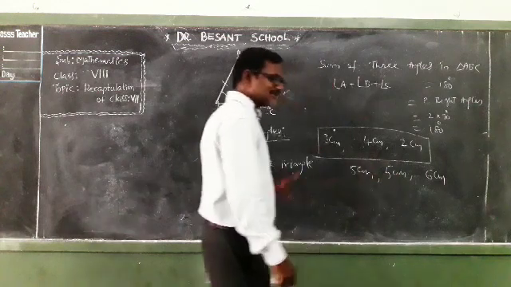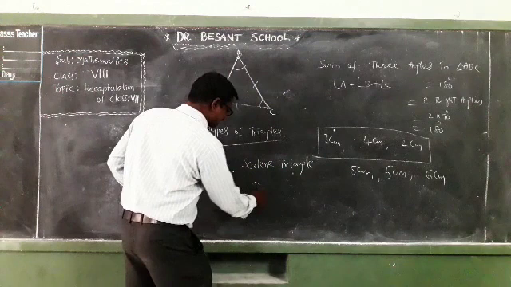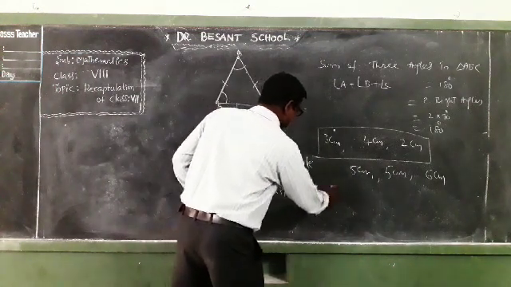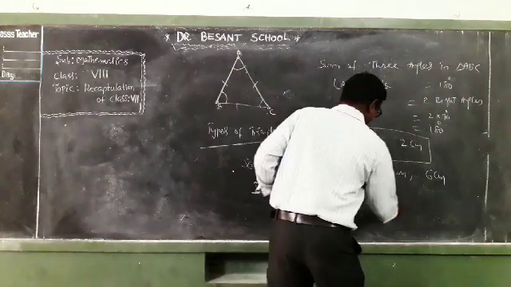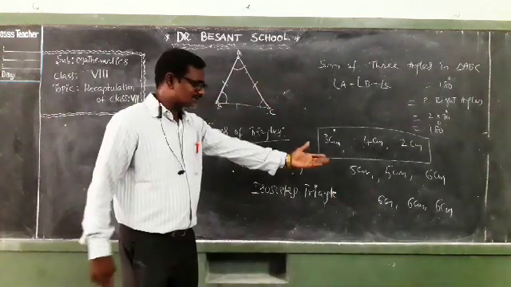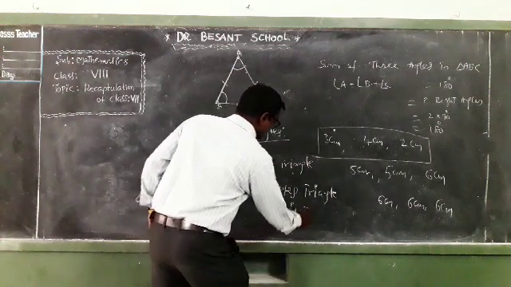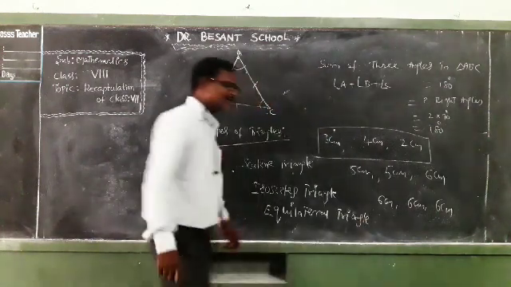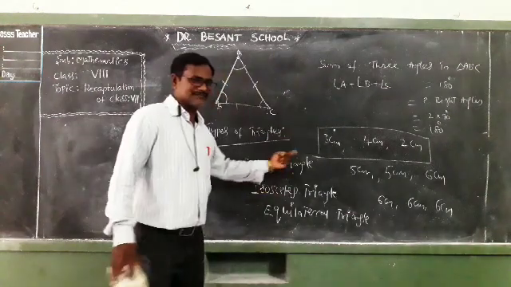So out of three sides, if any two sides are equal and the third one is different, this type of triangle is said to be an isosceles triangle. If all the three sides are equal, that is 6 centimeters, 6 centimeters, and another also 6 centimeters, so see, all the three sides are equal. That is what type of triangle? Equilateral triangle. Okay children? So these are the three types of triangles based on sides.